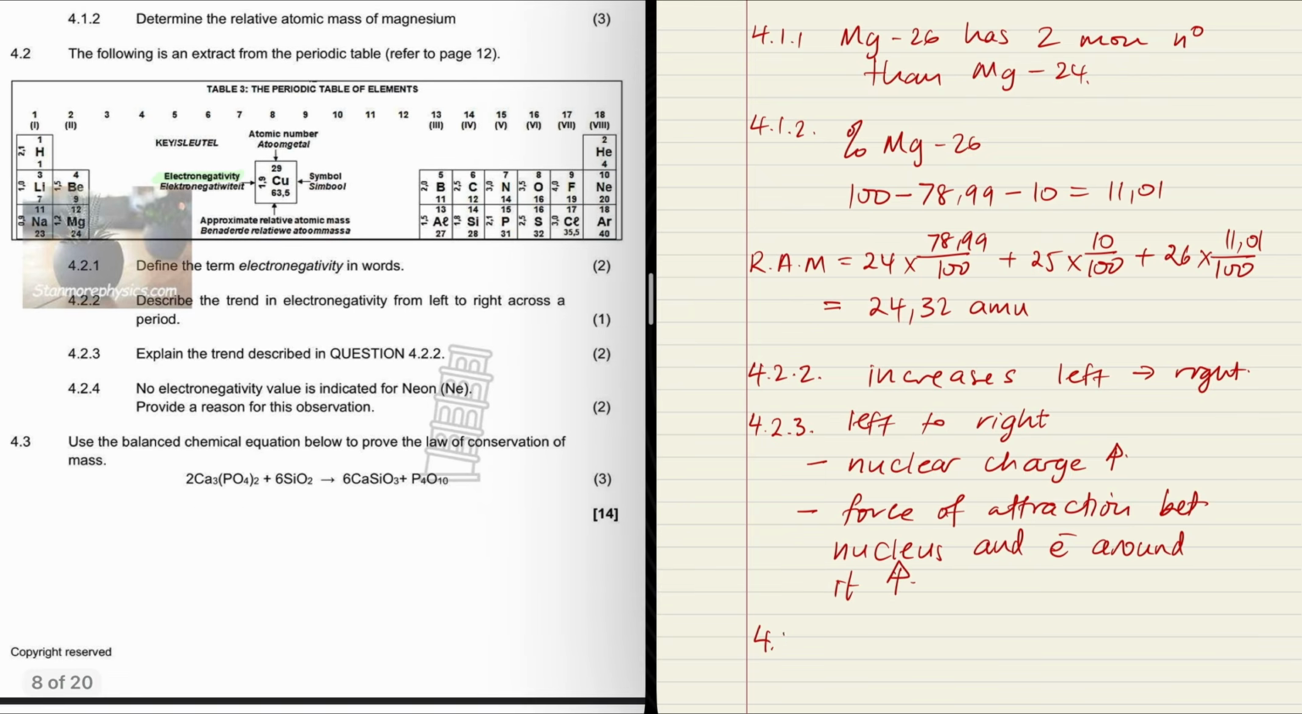Question 4.2.4, no electronegativity value is indicated for neon. Why? Because neon is a noble gas, and that essentially means that it has a full outer shell. So it essentially doesn't need to give off any electrons or take any electrons, so it's not going to bond with anything.